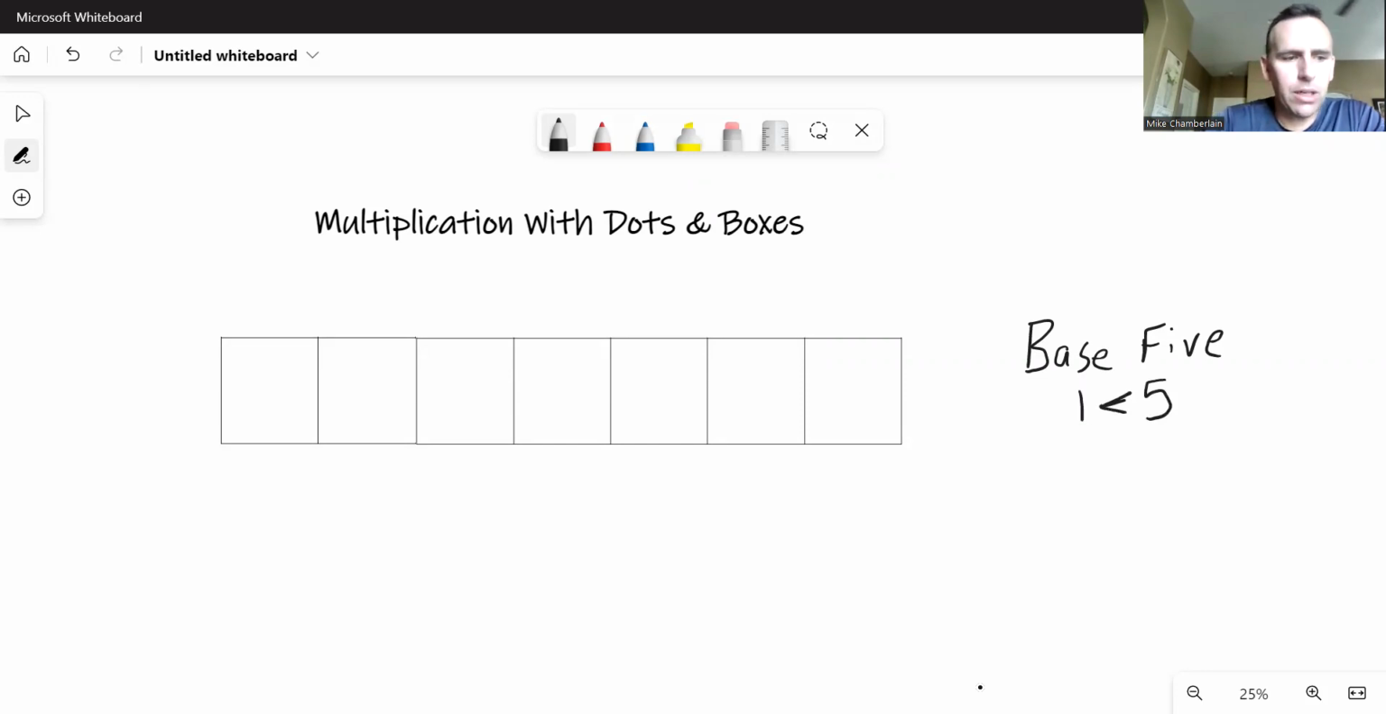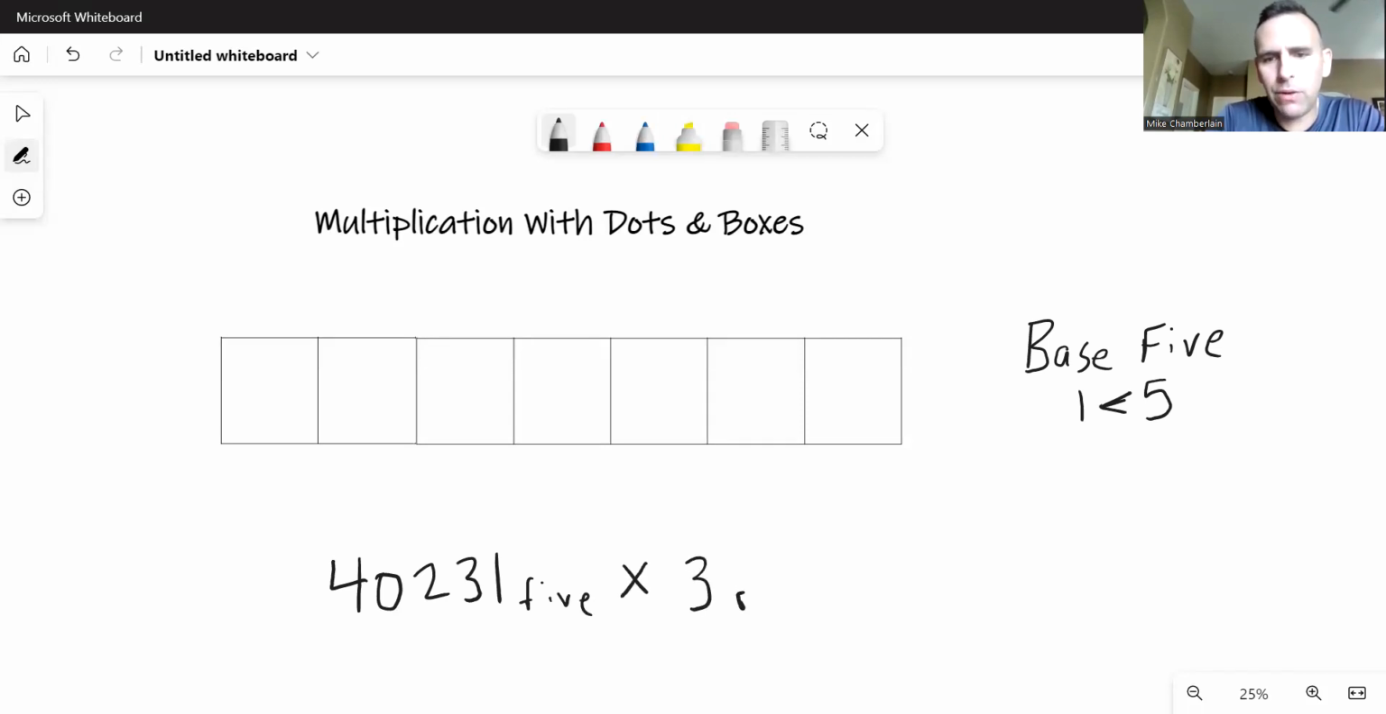So the problem I want to take a look at first is the number 40231 base 5. I want to multiply that by 3 base 5. So rather than using what we call the standard algorithm where you would stack the numbers, I want to just think about what's going on with multiplication. And multiplication, one of the elementary things we could think about is repeated addition or repeated sets.